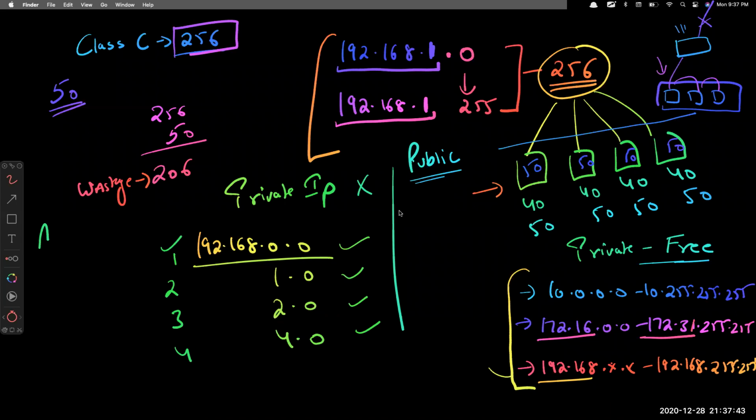Okay, so public means routable to the internet. Private IP is not routable to the internet. So my question was, why are we subnetting when we can use free IPs? So I'll explain.